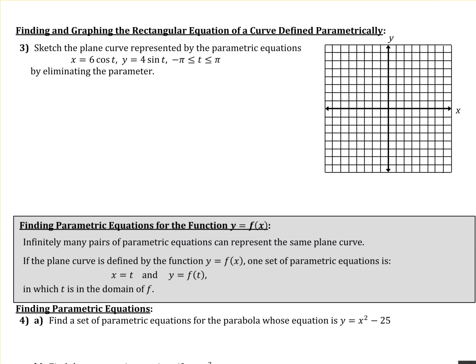Finding and graphing the rectangular equation of a curve defined parametrically. So let's do this both ways. First, let's eliminate the parameter like the question says, and then let's do it without and see what happens. This one's a little bit trickier, but do you agree that I could look at this and say x over 6 equals cosine of t, and y over 4 equals sine of t?